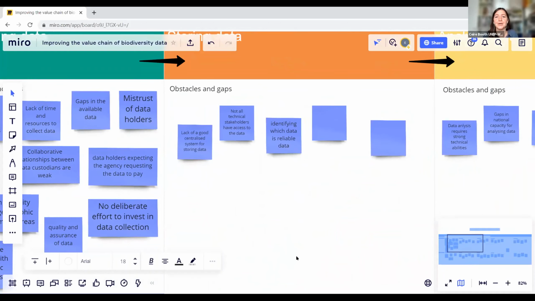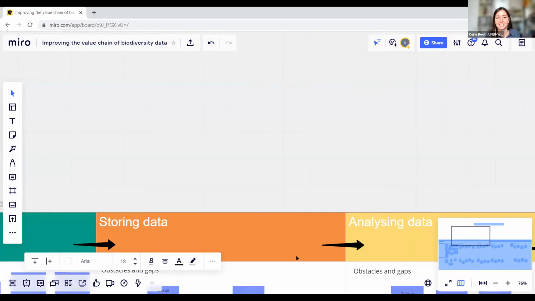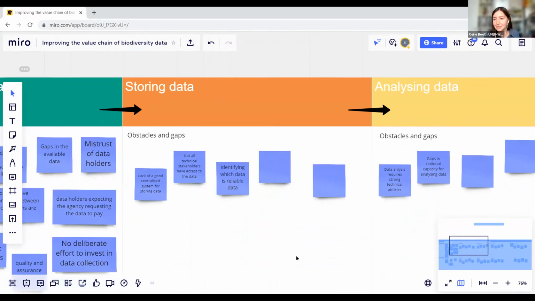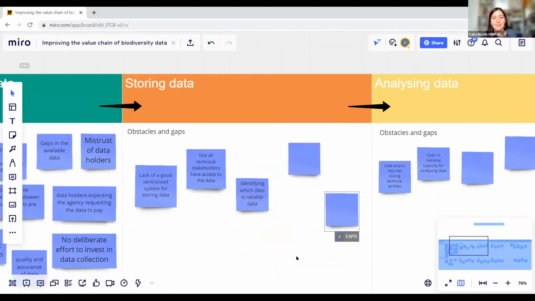All right, so storing data. Now, from what I understand, this is a very kind of technical aspect of the data value chain, requires, you know, attention to detail and rigor. So some of the obstacles and gaps that we've identified at this stage are something that crops up a lot, and particularly in some developing countries, is that there is sometimes a lack of a good centralized system for storing data. So, you know, the data may be out there, but how do stakeholders and practitioners access that data from one reliable source?